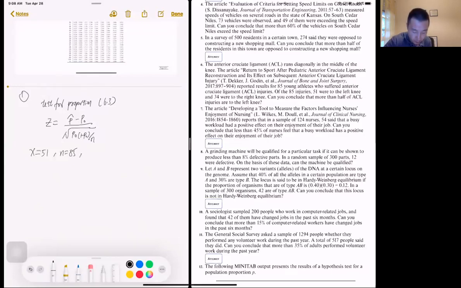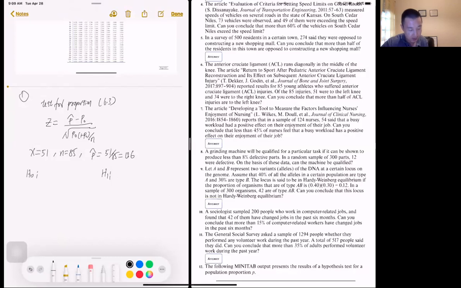And the sample proportion is 51 over 85, which is 0.6. Okay, so let's set up H0 and H1. Remember, we mentioned this many times: whatever the question is asking will be H1, and the equality line always goes to H0.